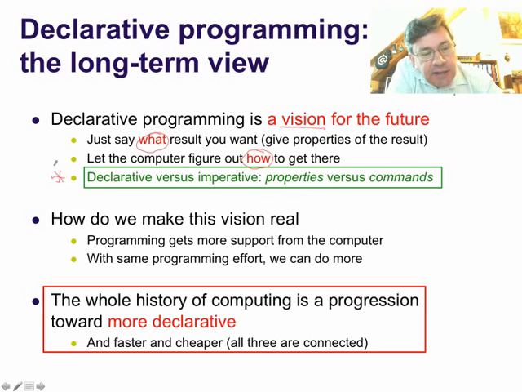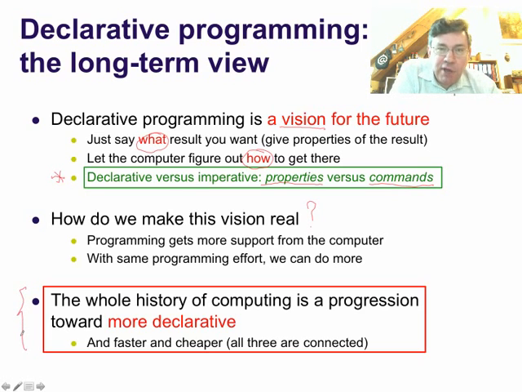So the point is, declarative versus its opposite, which is usually called imperative, is programming by giving properties of your results instead of giving commands how to get there. So properties versus commands. So how do we make this vision real? Well, the whole history of computing is in designing programming languages, systems, compilers, tools, etc., to make this more and more real, so that with a given amount of programming effort, we can do more. And in some sense, the whole history of computing is a progression toward more declarative, of course, and faster and cheaper, and they're all connected. The fact that we are faster and cheaper lets us become more declarative.